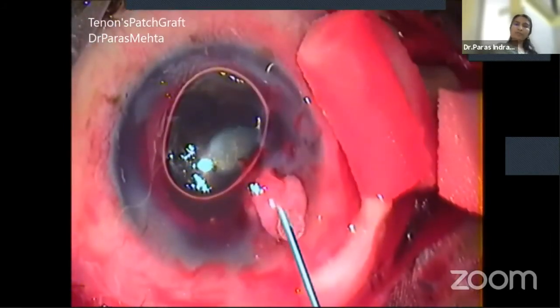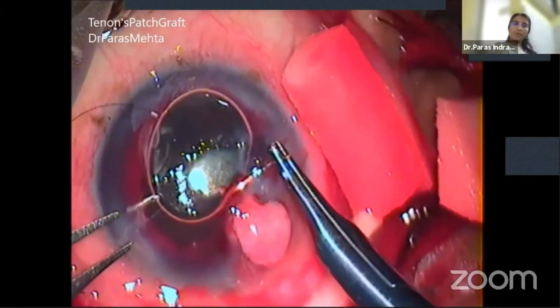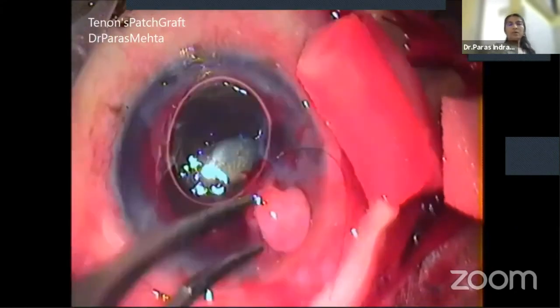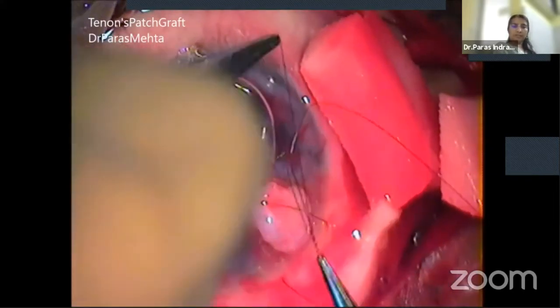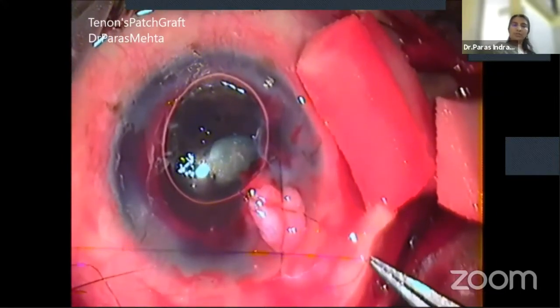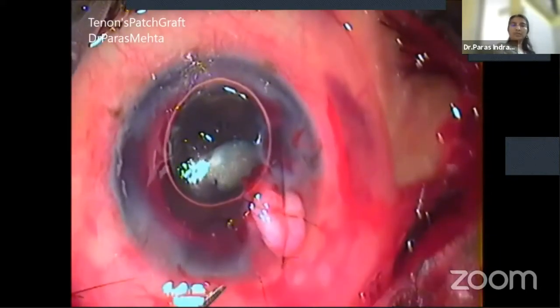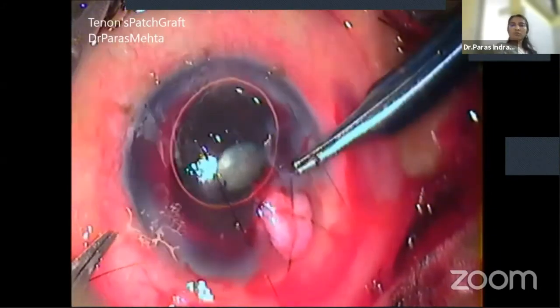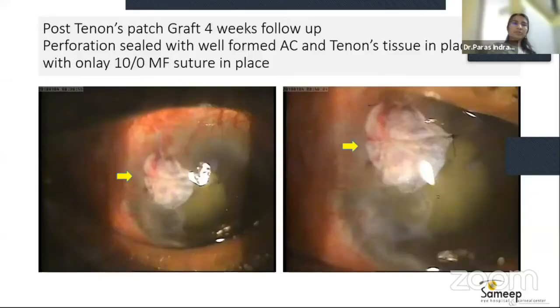Once some amount of tissue has gone in, you can use the fibrin glue, 1 and 2 components, and suture it with onlay sutures, 10-0 nylon, to secure the tenons patch in position. Here I've tried to put two onlay sutures to cover that area. Sometimes you need to put three or four sutures to secure this carefully. Once that is done, a BCL is put. This is a post-op appearance of the same patient at 4 weeks.